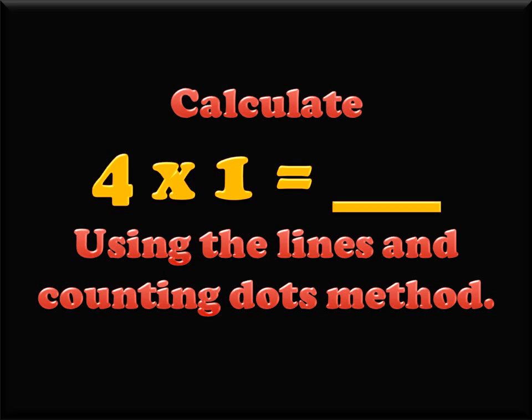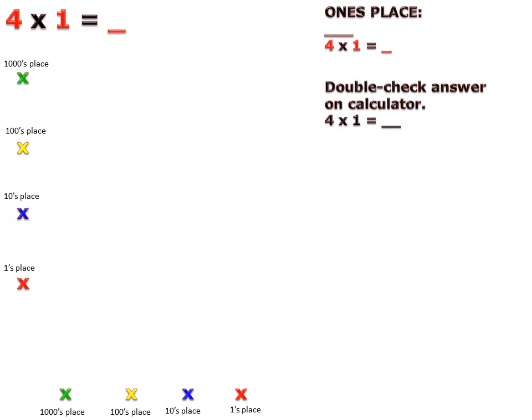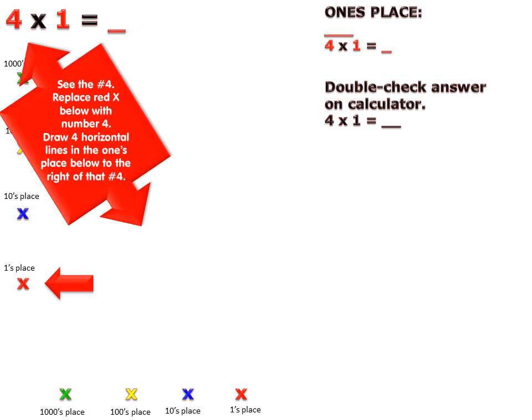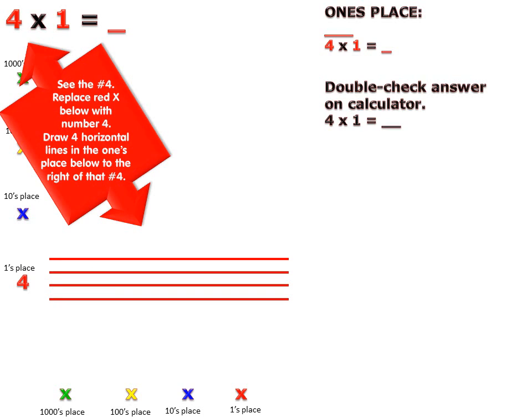Calculate 4 times 1 using the lines and counting dots method. 4 times 1 equals... See the number 4? Replace the red X below with the number 4. Then draw 4 horizontal lines in the ones place below to the right of that number 4. The number 4 has now been written in. And there's 4 horizontal lines representing that number 4 that's in the ones place.